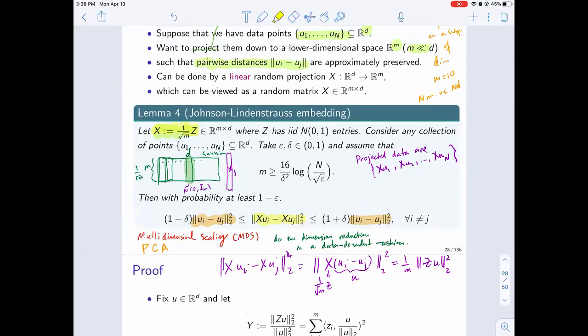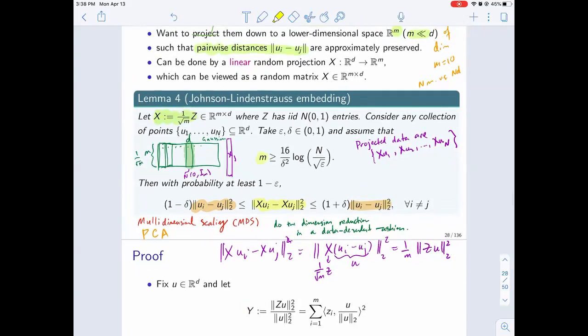And so the interesting fact about this, again, to recap, is that M can be taken to be of the order log n. And you can see the dimension of the original data does not appear here. So there is no dependence here on the dimension.